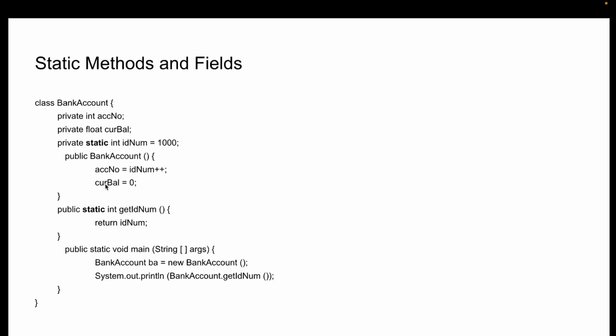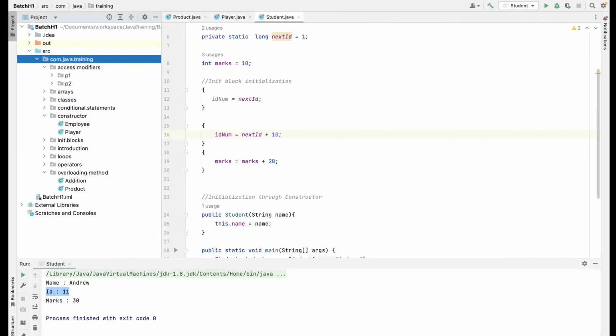So see what basically we are doing over here is this account number. We are initializing account number equal to id num plus plus. So id num is 1000 and we are initializing account number with 1000 and then incrementing this id num, and current balance equal to 100. So public static int get id num. What do you expect the value of id num will be? I'll show you. Let's create this example. We'll see.